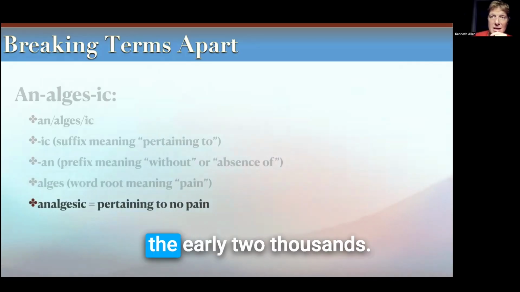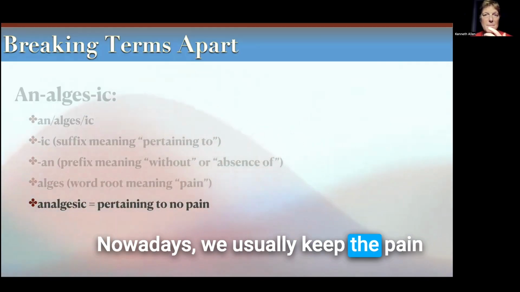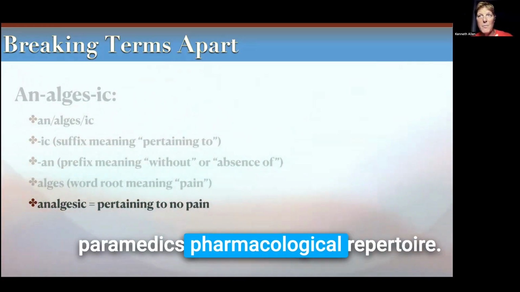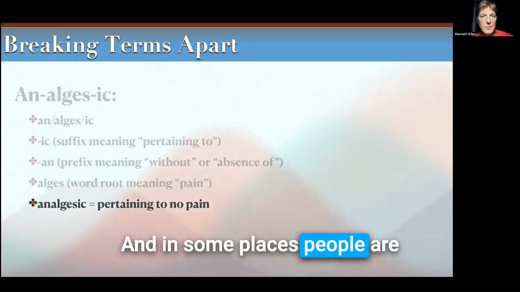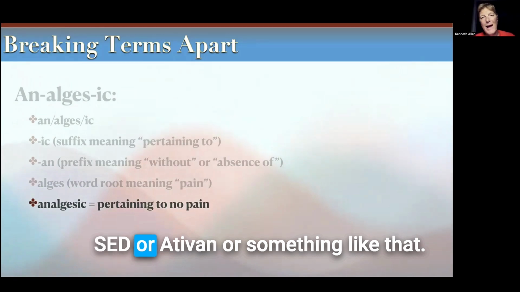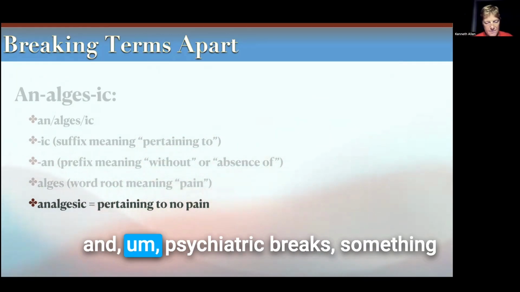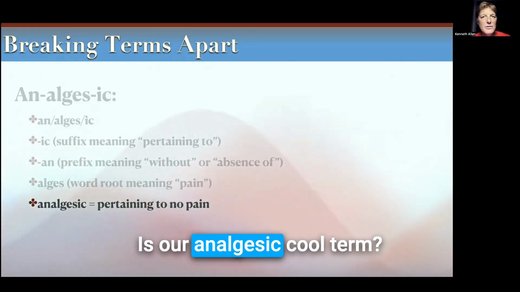That was a big step in the early 2000s. Nowadays, we usually keep the pain relief portion of our job to the paramedics' pharmacological repertoire, to morphine and maybe even Benadryl. And in some places, people are carrying Tylenol, believe it or not. For other things, we may use Valium or Versed or Ativan or something like that. That's usually for getting rid of seizures and psychiatric breaks, something like that. But in terms of pain relief, morphine is our analgesic.